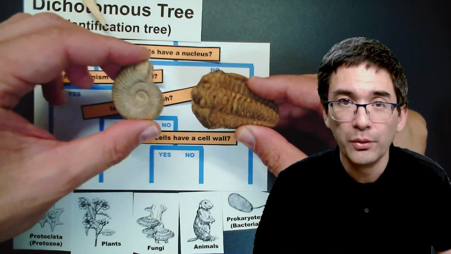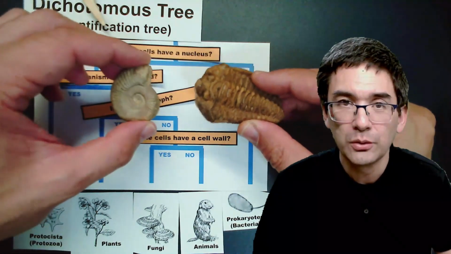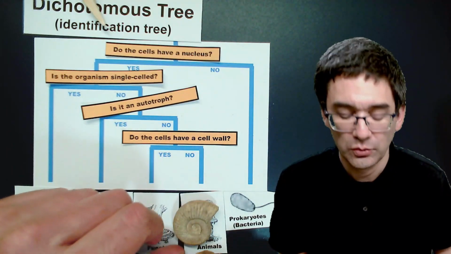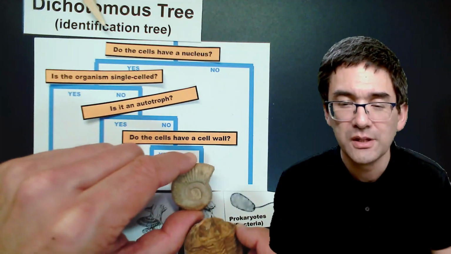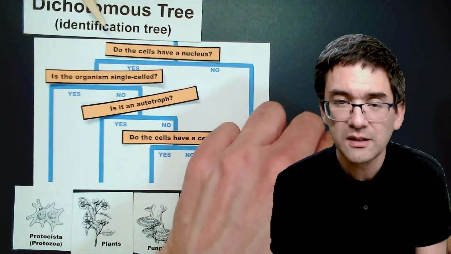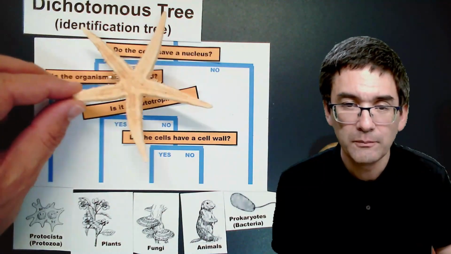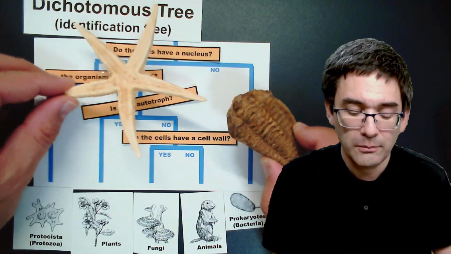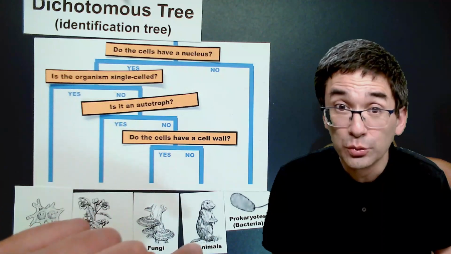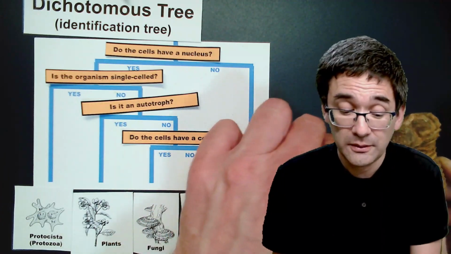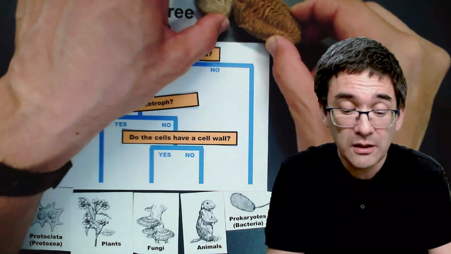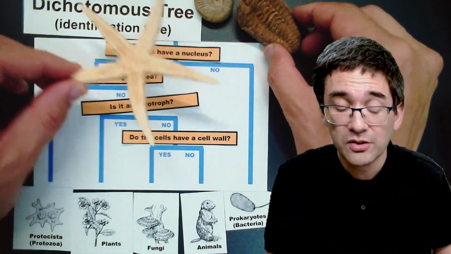And these are both animals, and even though they do not live anymore, I know that because they're animals, they belong into this category down here, to the animals. I know, again, that they have many characteristics that are similar to the starfish. Both of them are multicellular animals. They have a nucleus, they're heterotrophs, they do not have a cell wall. So even though they look so different, they share many characteristics with the starfish.